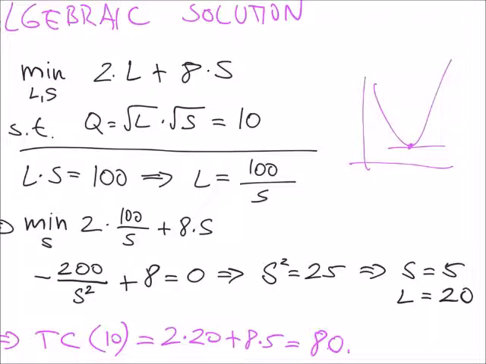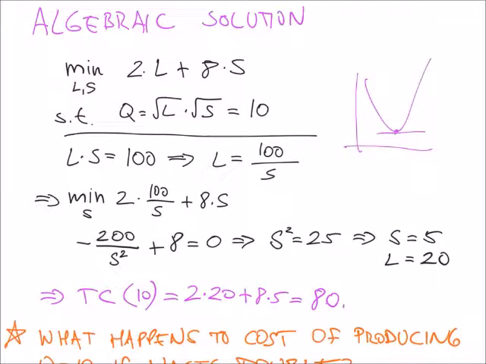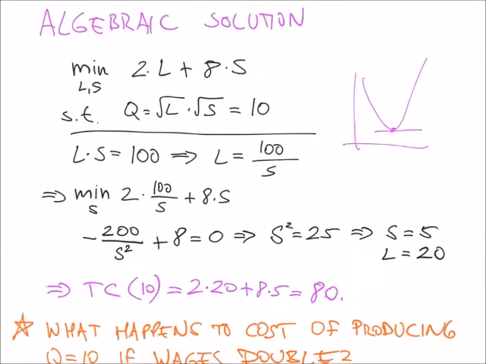Is that how you got it, Christian? Okay, it worked, right, this time. But this is how you can get it every time. So you can plug that into the cost function to get the cost, which is in fact 80. Okay, so we actually got this for 100 units of output.